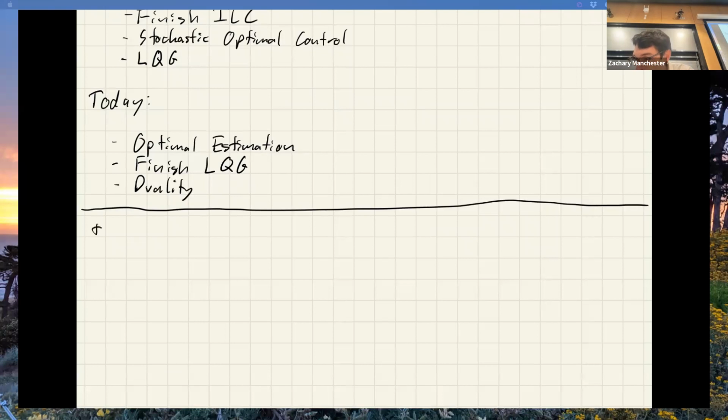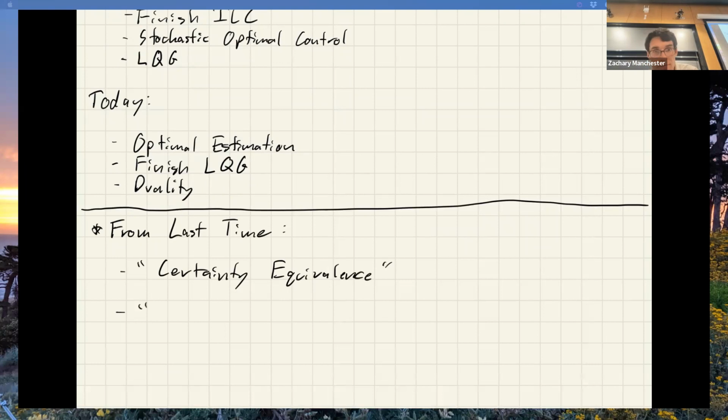Okay, so to recap from last time, we talked about these closely related ideas of certainty equivalence and separation principle.